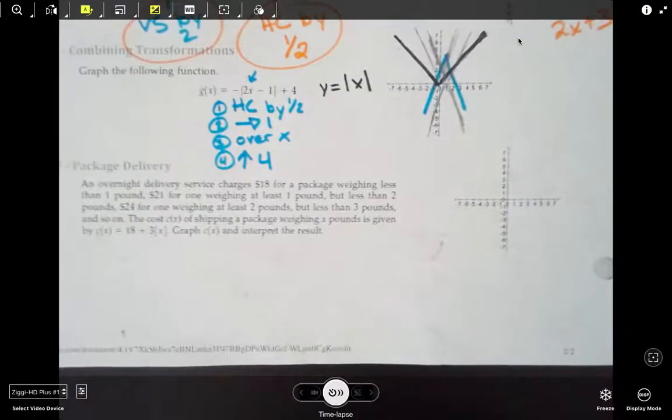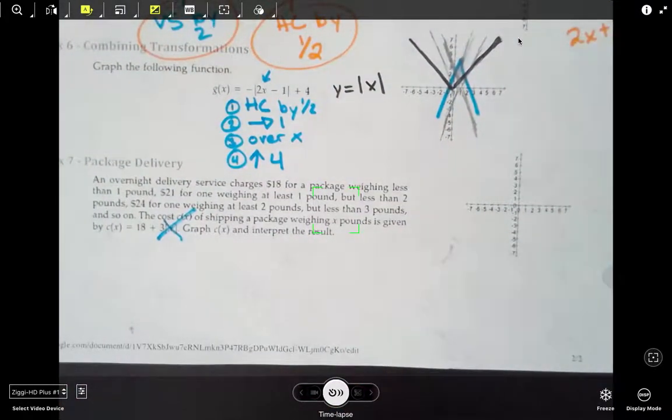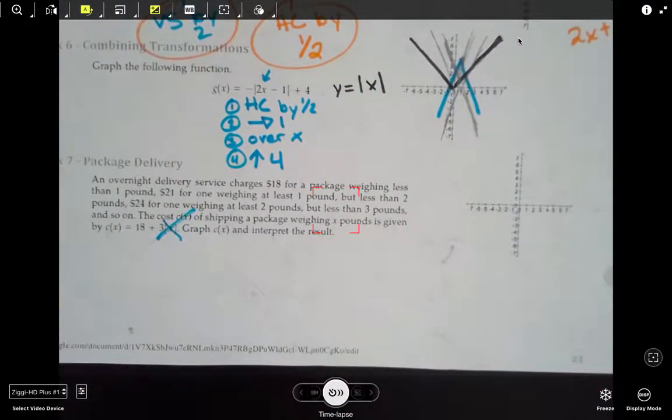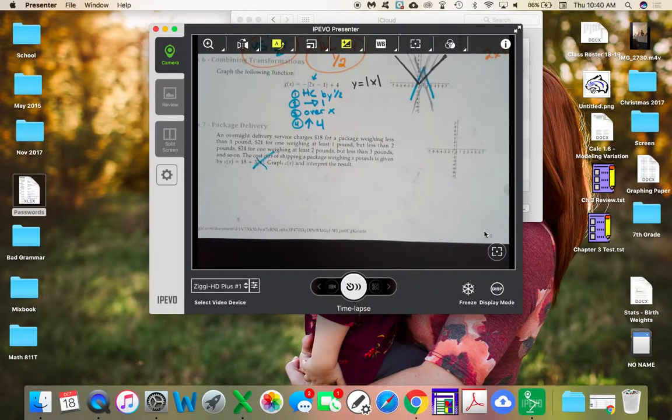We're going to skip example 7 because it's a greatest integer function and I don't like those. So, okay, that's it. Question. Yes. Is that in the worksheet?